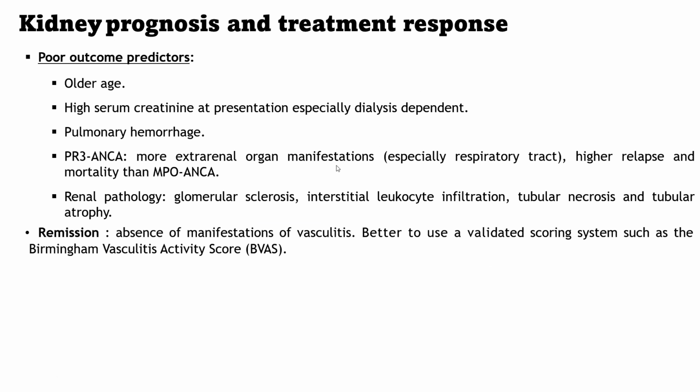So about kidney prognosis and treatment response. There are poor outcome predictors: if the patient is of older age, if he has a higher serum creatinine at presentation, especially if he is dialysis dependent, if the patient has pulmonary hemorrhage, or if the patient has PR3 ANCA, so he has more extrarenal organ manifestation, especially respiratory tract, and he has higher relapse and mortality. And there are factors in renal pathology which reflect a poor outcome, like glomerulosclerosis, tubular necrosis or tubular atrophy.